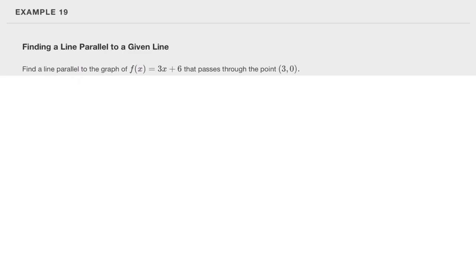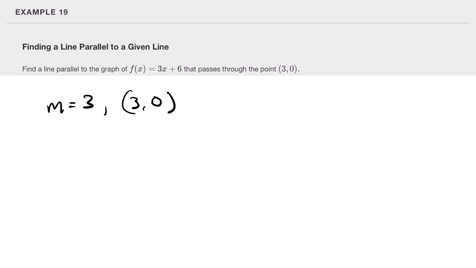Here we're asked to find a line parallel to this line that passes through this point. Okay. So if we want our line to be parallel, it needs to have the same slope. It's already in the form of y equals mx plus b. So then the slope, our desired slope, is going to be 3. It's going to have this slope, and it's going to pass through the point (3, 0).